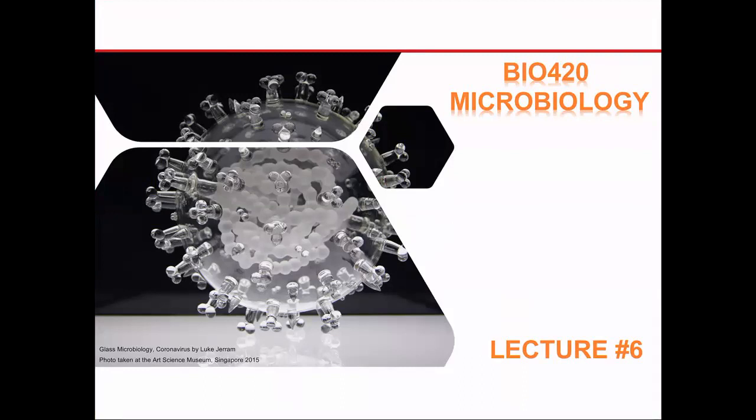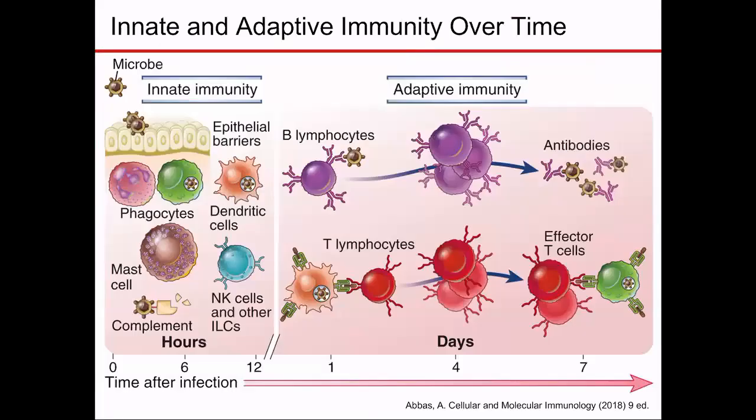We continue with a particular topic about the immune system. We're going to discuss today adaptive immunity. So in the previous chapter we discussed innate immunity, and this picture right here is giving you kind of like a big picture of how innate and adaptive immunity work over time.